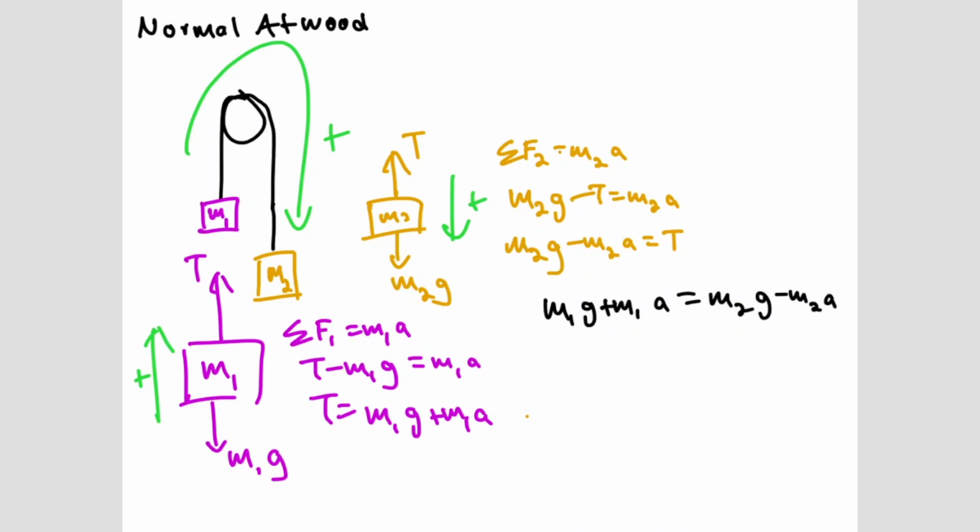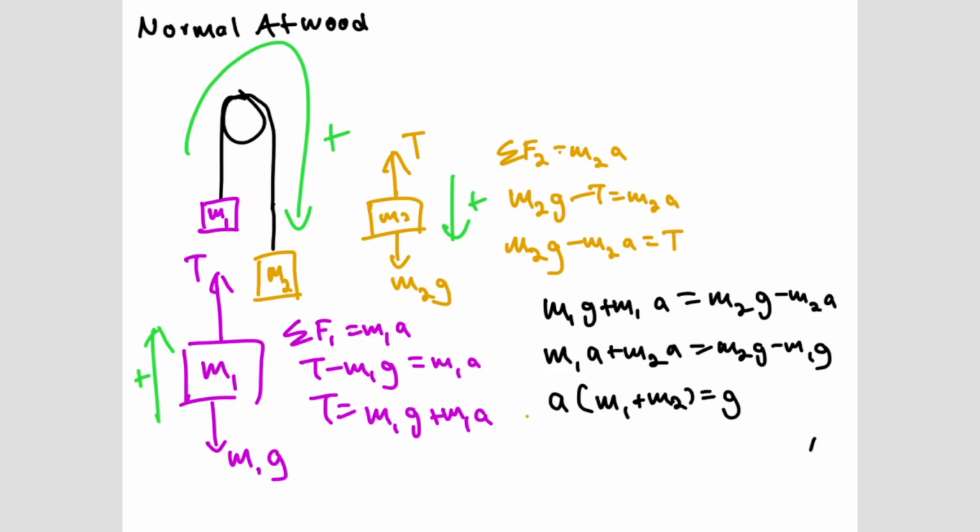Now I'm going to do some rearranging of this equation. I'm going to bring the m2a term to the other side. That makes it m1a plus m2a. And I'm going to bring the m1g term to the other side as well. So that gives m2g minus m1g. On this left side, I'm going to factor out a. So that's a times the quantity m1 plus m2. On the other side, I'm going to factor out g to get m2 minus m1.